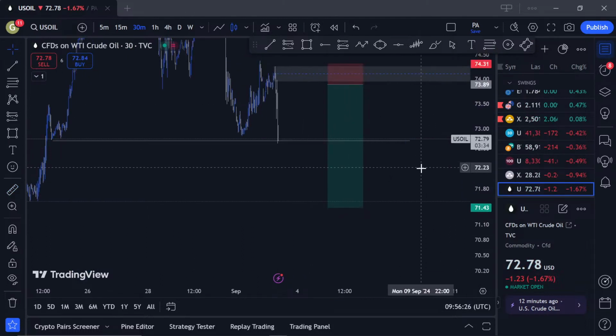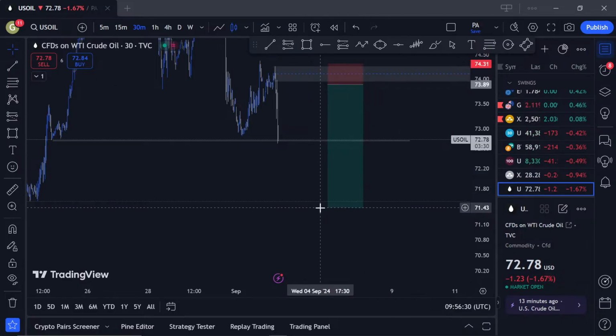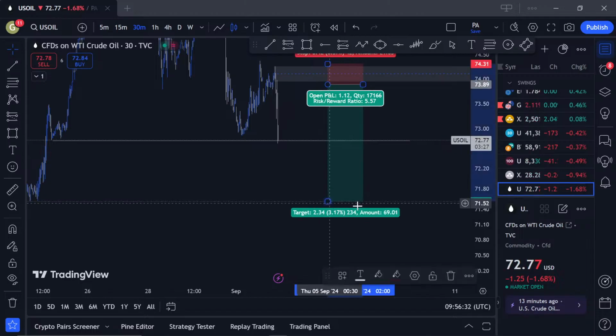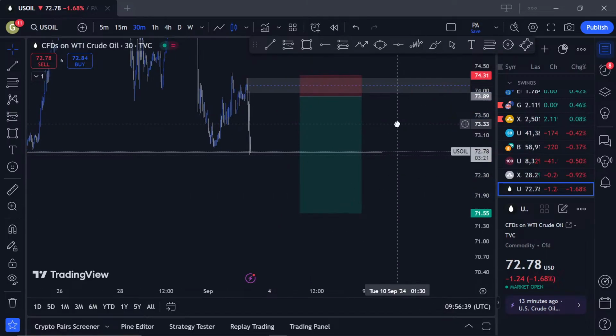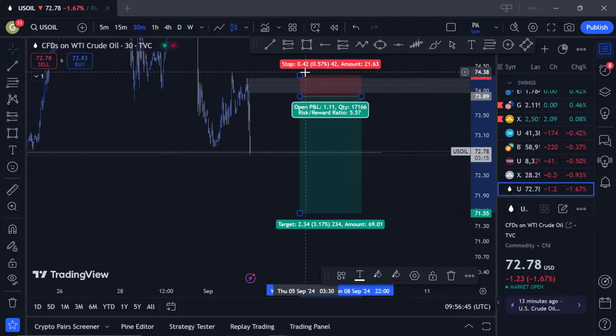So your first take profit will be at 72.079, and then your overall take profit will be at, let me position it at the right spot, 71.55. So now this is simply your details for US oil. That will give you a 1:5.